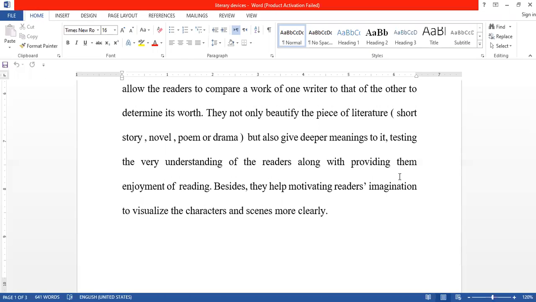Again, this is another important point. You know that when we read a short story or a novel or a play, especially with short stories, most short stories are imaginative. Yes or no?